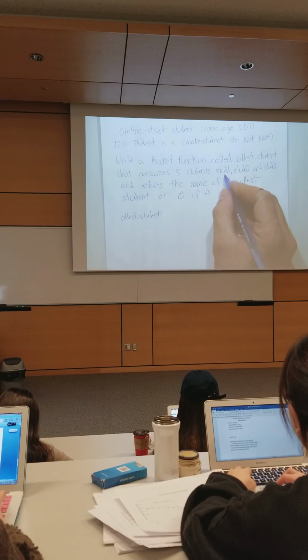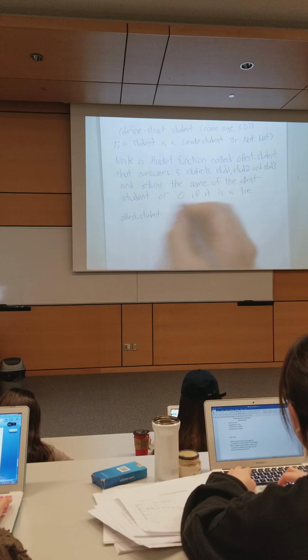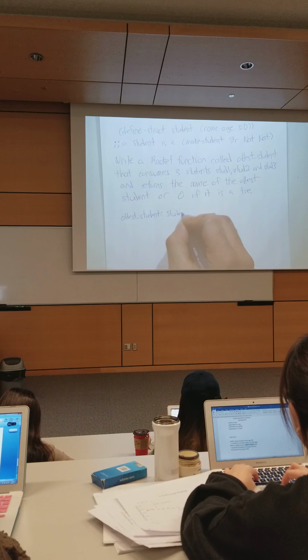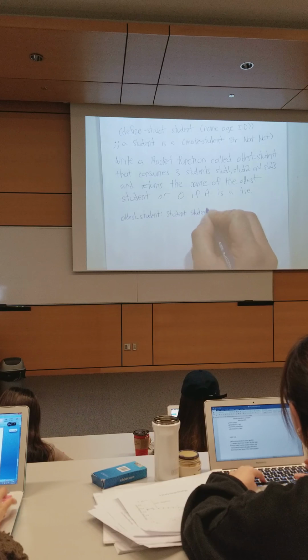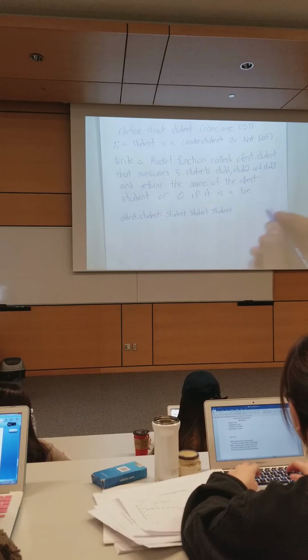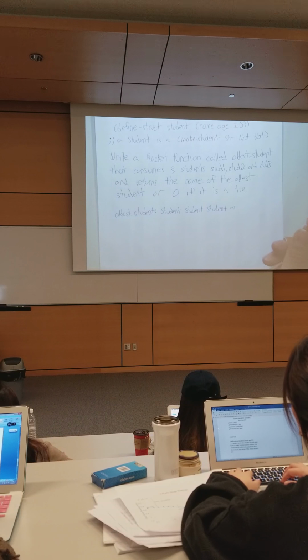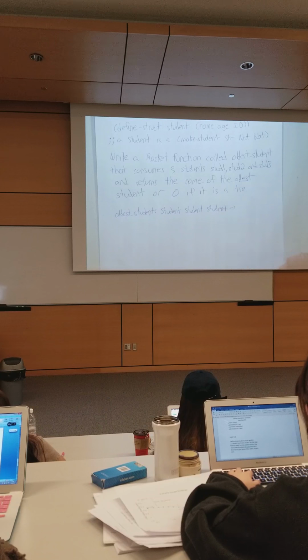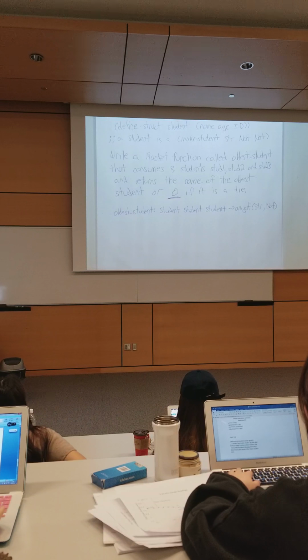It consumes 3 students. So it consumes student, student, and student. Right? These are the 3 parameters it consumes. And it produces... What does it produce? It's not a string. It produces any of str and nat, because it produces 0 if it's a tie. Okay? So that's the contract here.